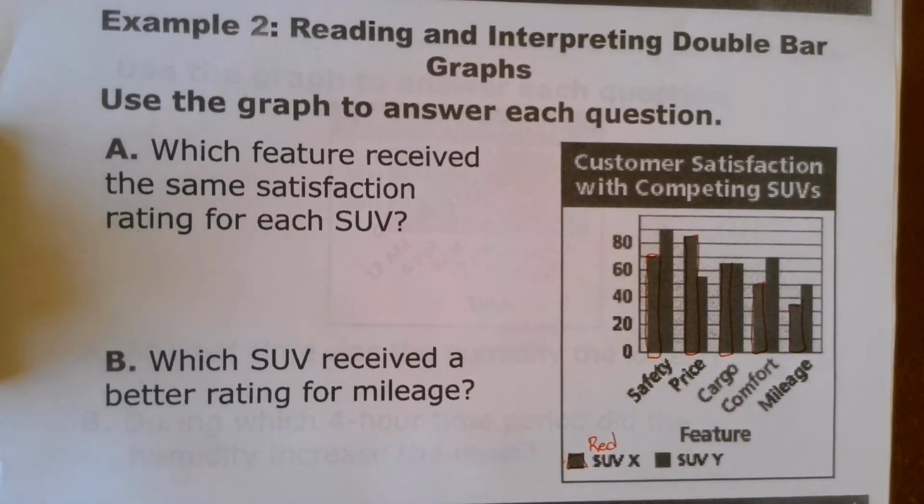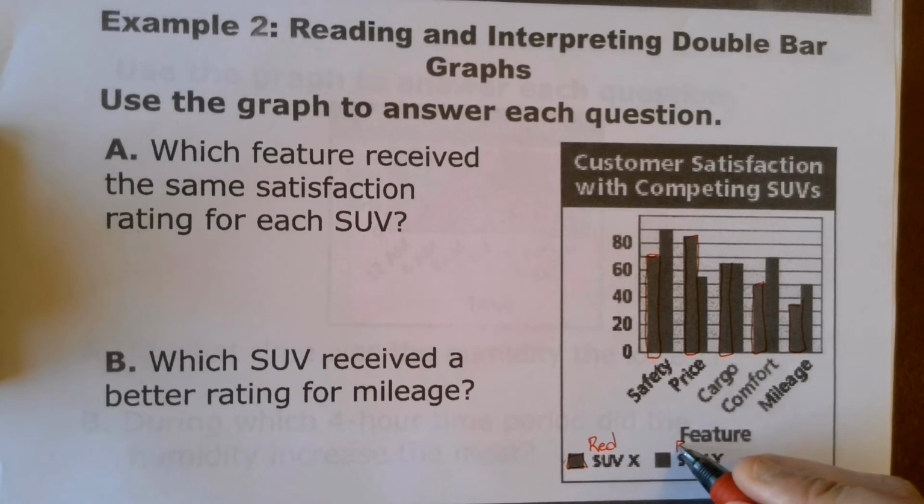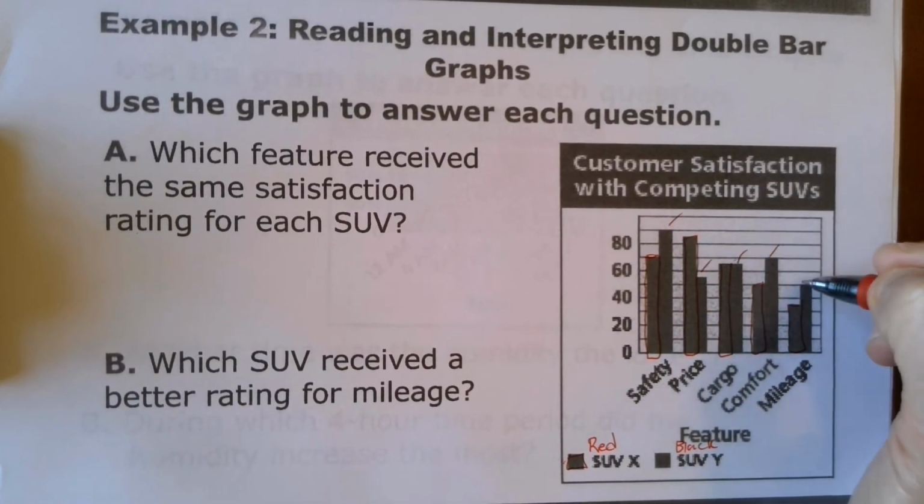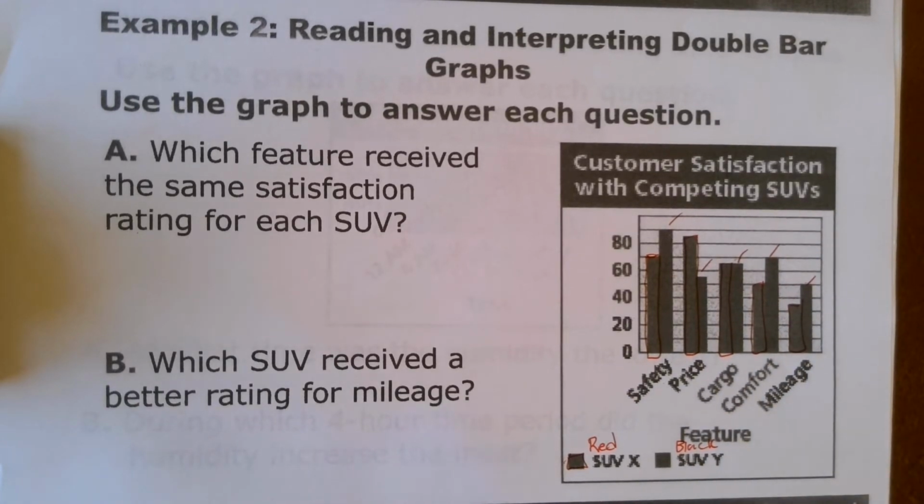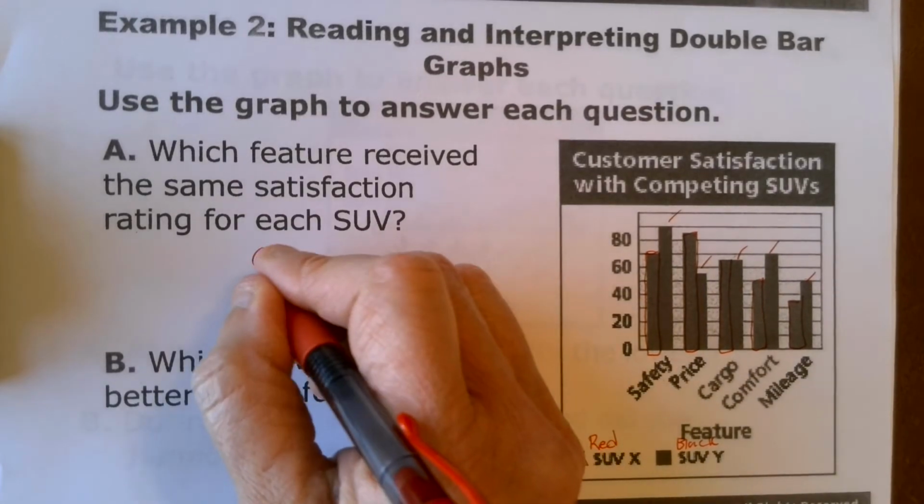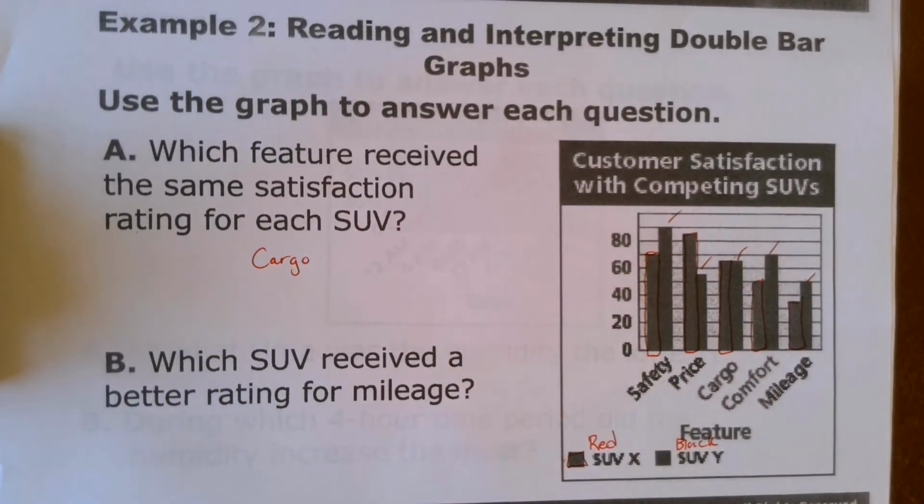There we go. And we'll just assume that the black is the second one. Okay? So now to answer the questions, which feature received the same satisfaction rating for each SUV? So when we look at these, these are all the different features down here. So the feature that had the same was right here, and that would be the cargo, which is basically talking about how much room it had and space inside for cargo, for stuff.